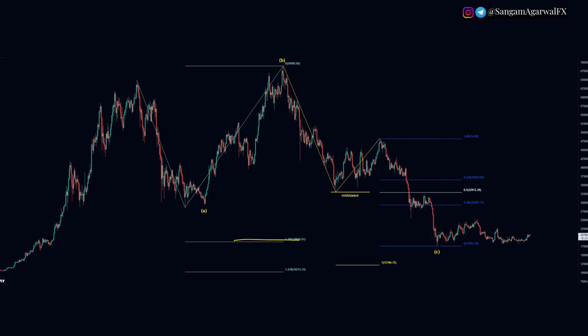So this is your strong horizontal support level, 18,840, and the first resistance is 32,913. These two are your key support and resistance levels. Or if this support breaks after a FOMC meeting, then your next support will be the 10,274 level.